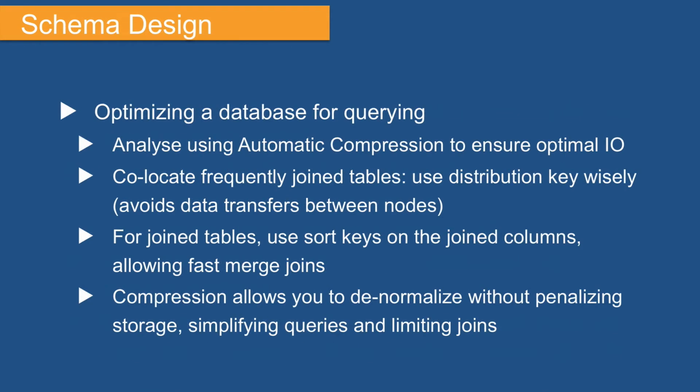Just going to touch briefly now on steps that you can take to optimize your schema, so how to optimize your schema to optimize your database for querying. The first thing to say is that, as we've already said, co-locating frequently joined tables using a distribution key to help avoid data transfers between nodes is a very important aspect of schema design. So you want to join your tables essentially so that the tables will be pre-joined within the slices, and that queries, when distributed and executed in parallel, will have local access to the data that they need.